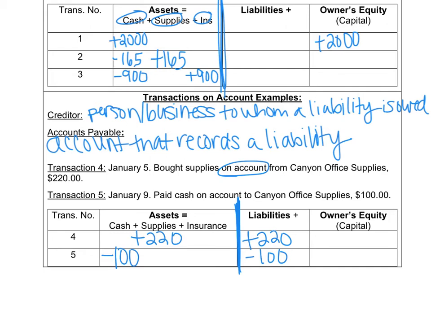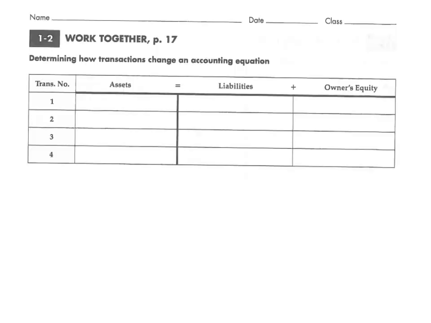All right, go ahead and get out that work together, and we're going to look at that as a class. So for this work together, make sure you're on page 17 in your textbook. And we're going to show how each of these transactions affect the accounting equation. All right, so for transaction number 1, it says we bought supplies on account. So we actually don't even have any numbers. We're just going to use plus signs and minus signs.